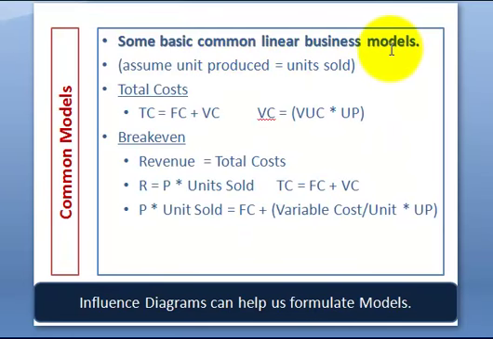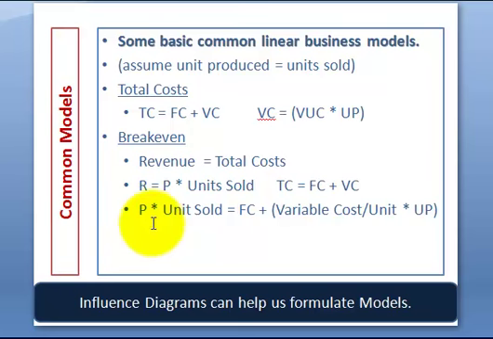And there are some basic linear models, like total cost equals fixed cost plus variable cost, where variable cost is my variable cost per unit times my unit production. Here, I'm going to assume units produced and units sold are equal to each other. Break-even is another one where revenue equals total cost. Revenue is my price per unit times the number of units sold. My total cost is my fixed cost plus variable cost. And of course, my variable cost I can break into variable cost per unit times units produced or units sold.